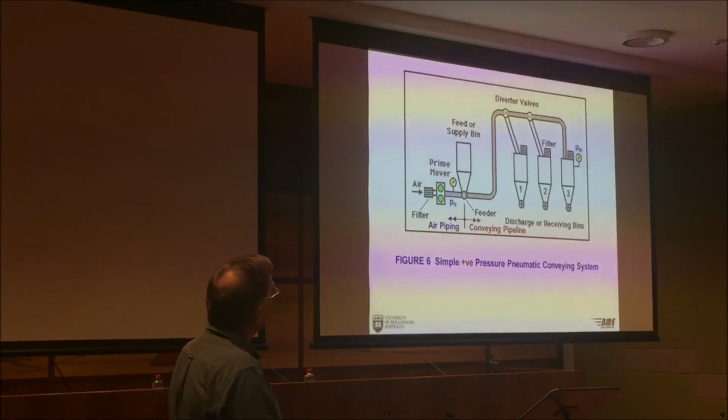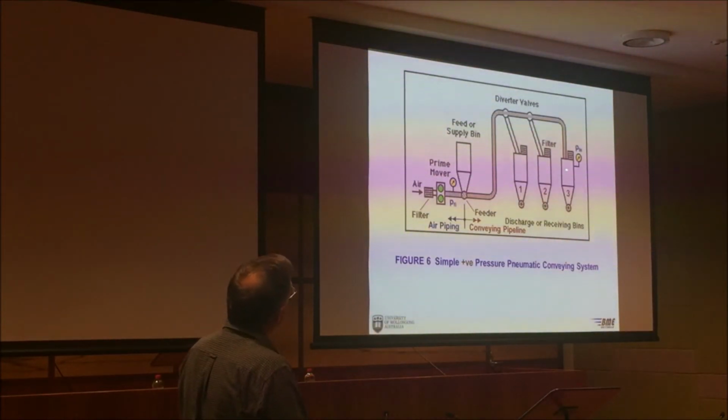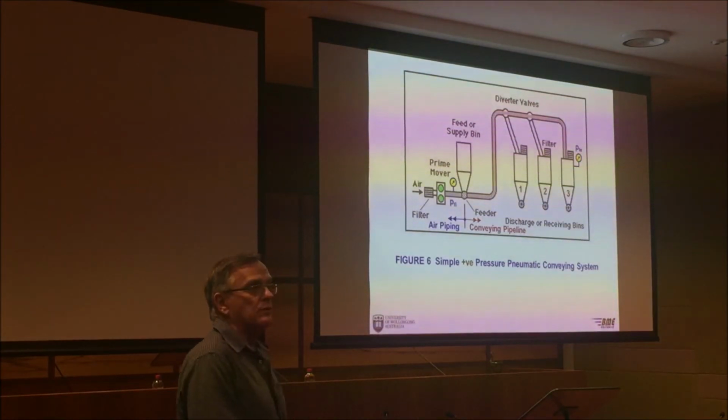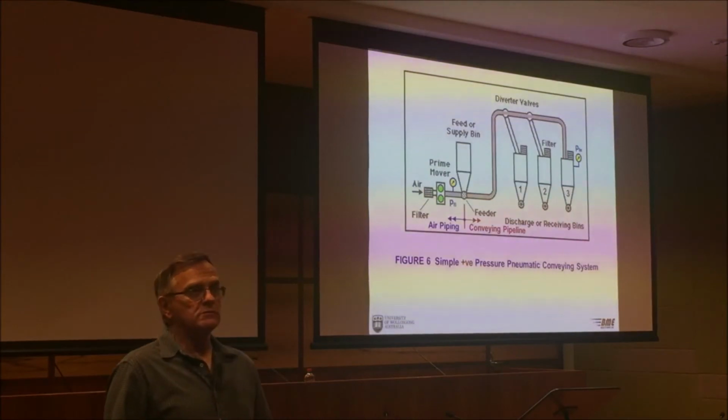Now we can also put a pressure gauge at the end of the pipeline, normally on the bin, and that becomes the gauge pressure at the end of the pipeline. Now for this system, that will be essentially 0.